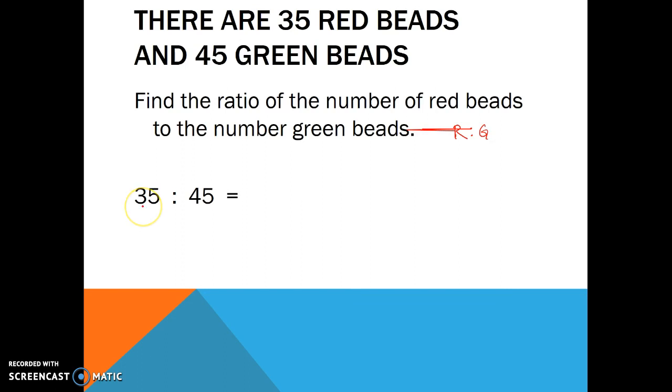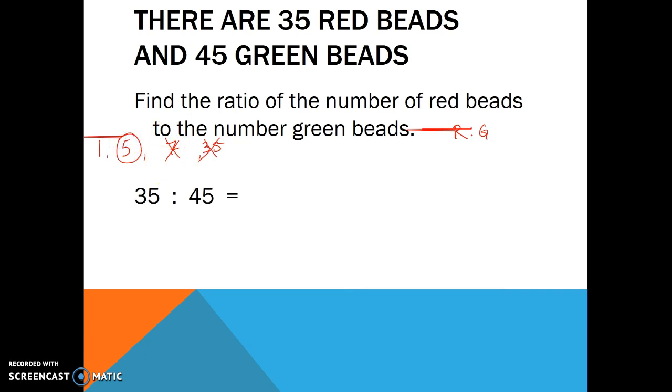So we're going to look at our smaller number, which is 35, and we're going to look at the factors. I think I'm going to run out of room here. Hang on. We're going to look at the factors of 35, and then we're going to find one that 45 can be divided by. So I have 1, 35, 5, and 7, and I think that's it. And 35 is out of the running because 45 is not divisible by 35. 7's out of the running, so we're going to go with 5.